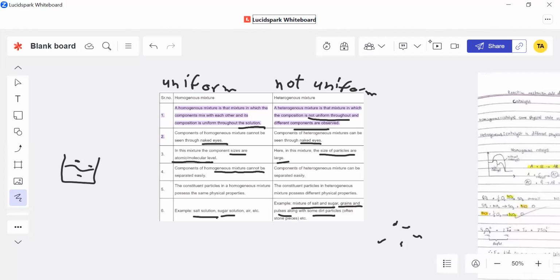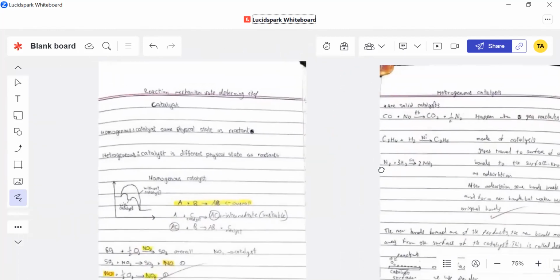Homogeneous mixtures cannot be separated easily. Once you mix sugar in water, you can't unmix the sugar because it's completely dissolved now. Whereas in heterogeneous mixtures, you can clearly separate the two components. So if I put sand in sugar, I can remove the sand particles from the sugar through filtering. The constituent particle in a homogeneous mixture possesses the same physical properties, whereas the constituent particle in heterogeneous mixtures possesses different physical properties. And that is pretty much homogeneous and heterogeneous mixtures. Now, this is not that important compared to what I'm going to teach right now.